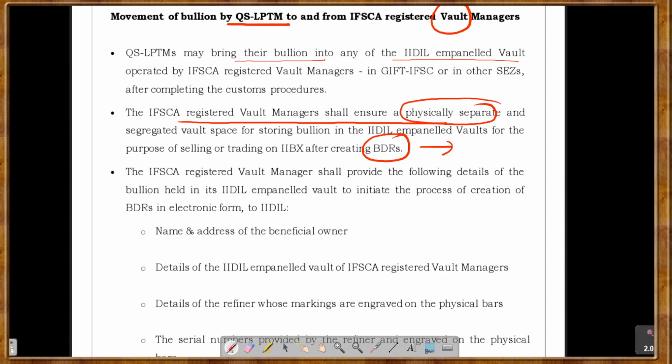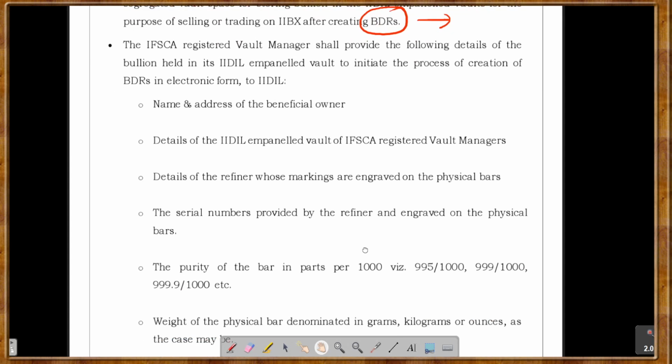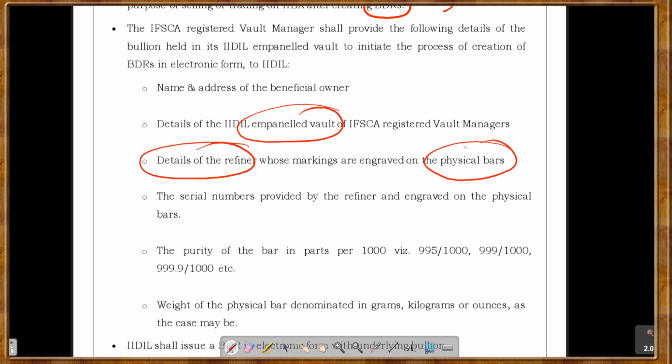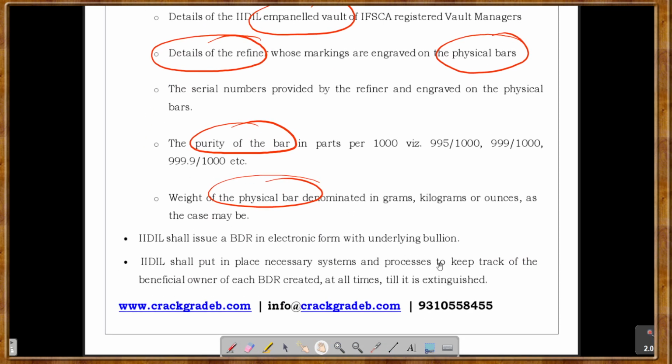The IFSCA registered vault manager shall provide the following details: name of the beneficial owner, details of the empaneled vault, details of the refiner whose markings are engraved on the physical bars, what is the purity of the bar, and what is the weight of the physical bar. So these are the information that the vault manager will maintain.